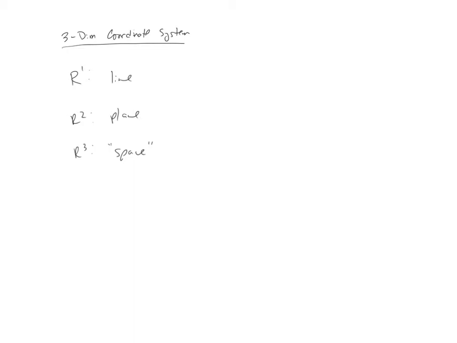Now, R1, which would be the first dimension, is represented by a line. So if I draw a line here, embedded in that line, you would find points. R2 would be the second dimension, and that would be a plane. And embedded in a plane, you would have a curve. So something like that could be embedded in a plane.